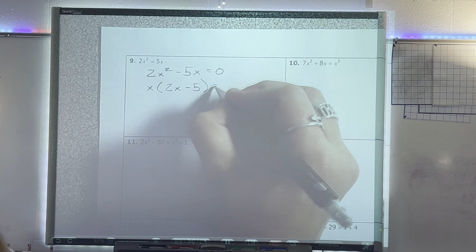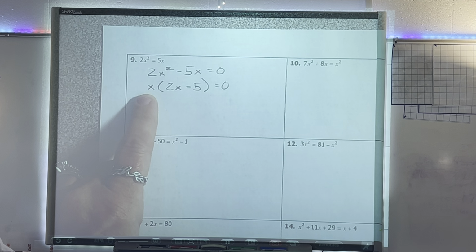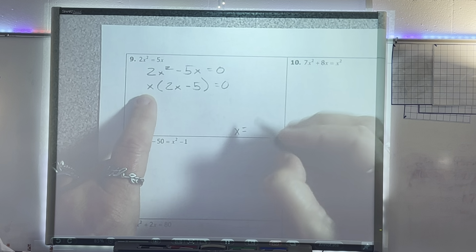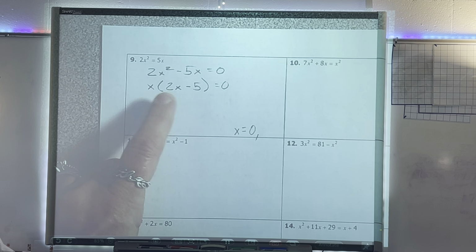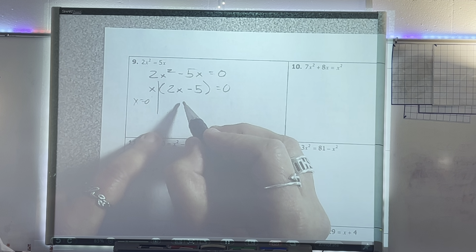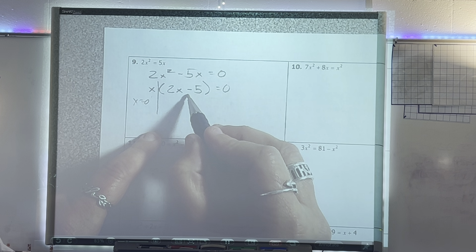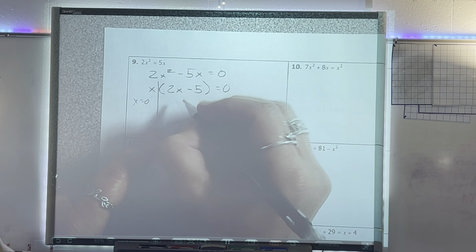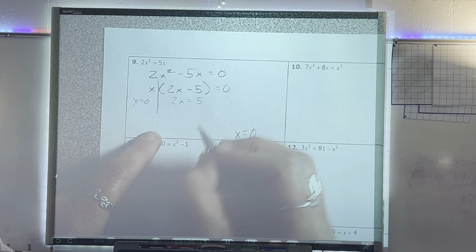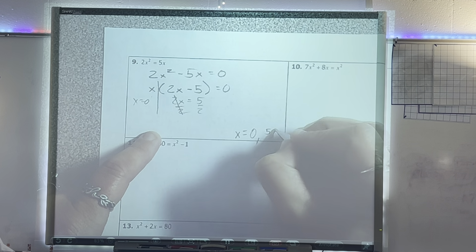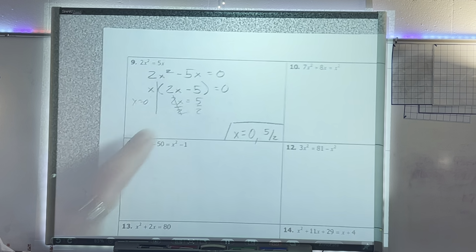So if I take out an x, then that leaves me with 2x minus 5 equals 0. This is going to become what? If I said it equal to 0, it's just what? It's just 0. So that takes care of that one. So then this one over here, this is just equal to 0. This over here, I would have to move my 5 over, right? So if I move my 5 over, it becomes positive. So 2x is equal to positive 5, and then I would take out my 2. So x then is 5 over 2. Are y'all okay there?